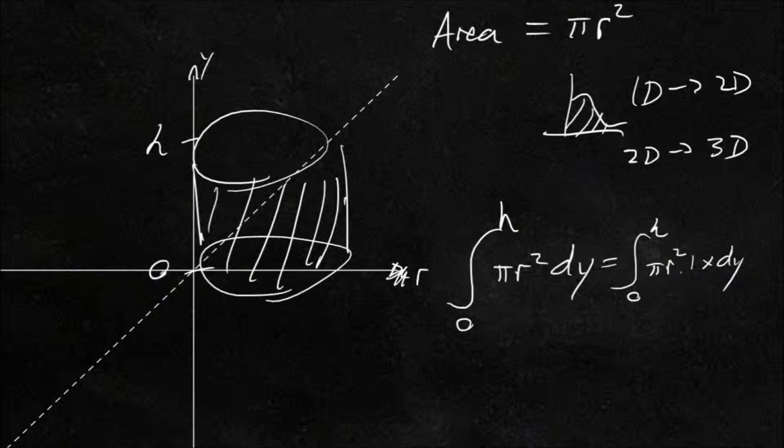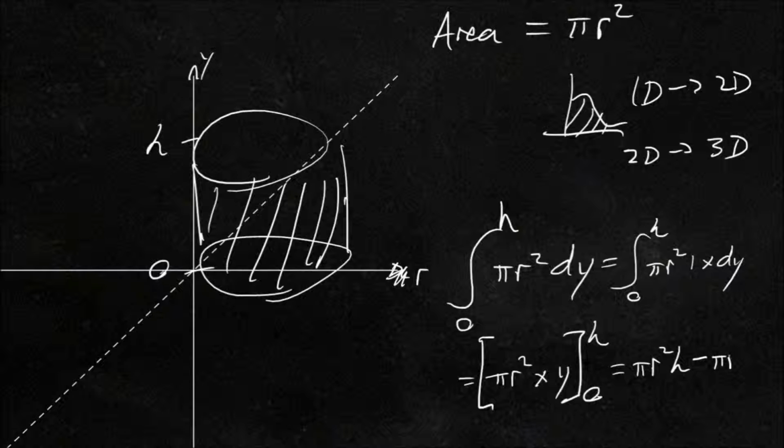So we're integrating 1, so that would be pi r squared times the integration of 1, that's just y, and we'll put our limits in, from 0 to h, which would be equal to pi r squared times h minus pi r squared times 0, which is pi r squared h. And that's the formula for the volume of a cylinder.